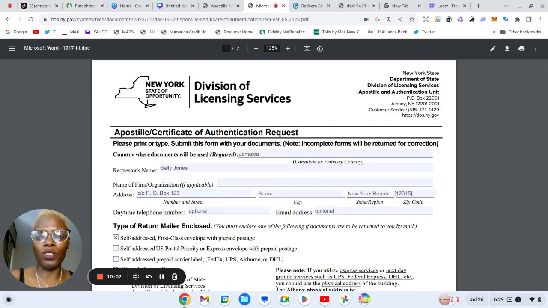Now we're going to go over to, now this is the state level. I'm going to go over to the federal level now and pull up their form.